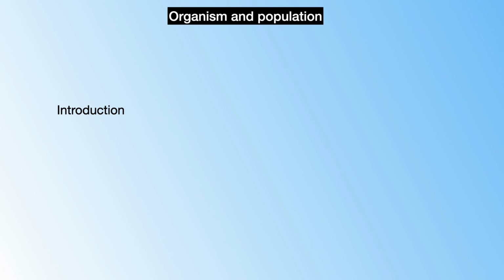Here, we are going to zoom in specifically on the population level. We will explore how groups of the same species interact, grow, and survive in their environment. Understanding populations is the key to understanding how life sustains itself over generations. Let's begin by looking at what defines a population and how we measure its success.